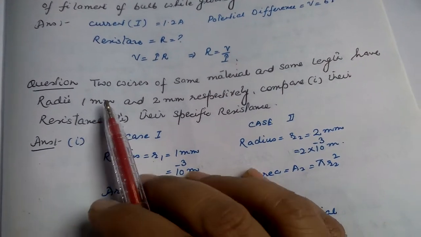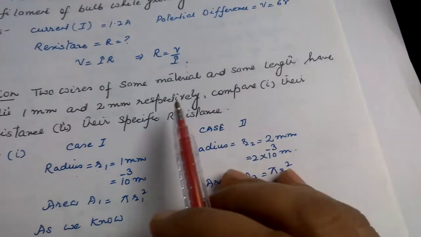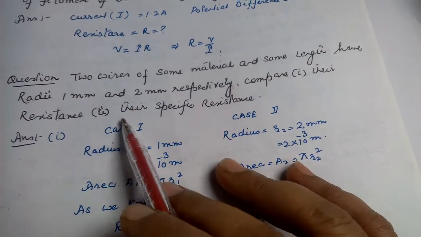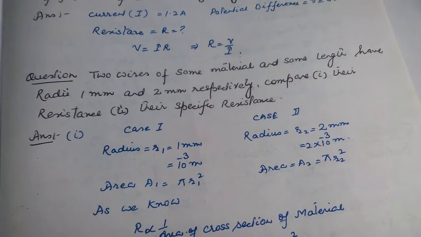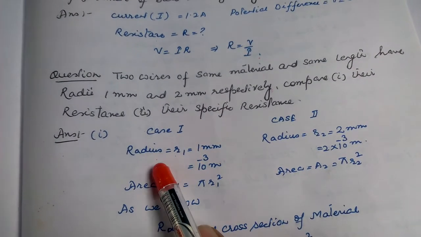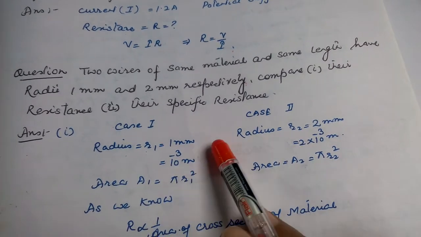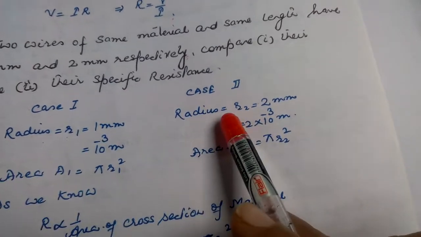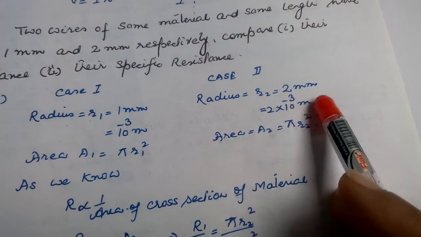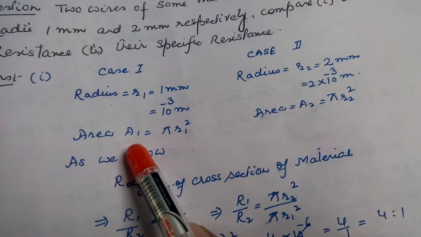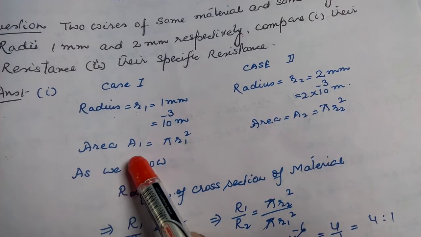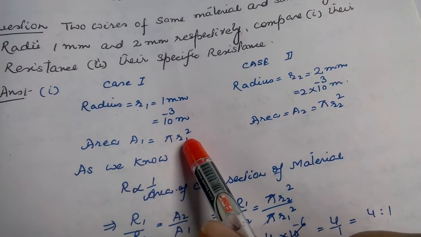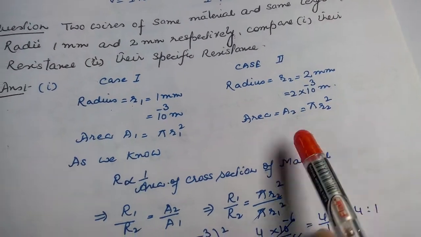Third type of question: 2 wires of the same material and same length have radius 1 mm and 2 mm respectively. Compare, number 1, their resistance, and second, their specific resistance. Case 1, radius is 1 mm, but we convert it into meter by multiplying with 10 raised to power minus 3. Second case, radius 2 mm, again we convert into meter. Remember that in this chapter, where we require the area, we always use the area of a circle, pi r square. So here the area is pi r1 square and there pi r2 square.